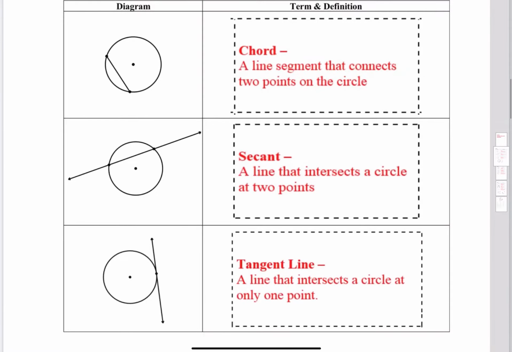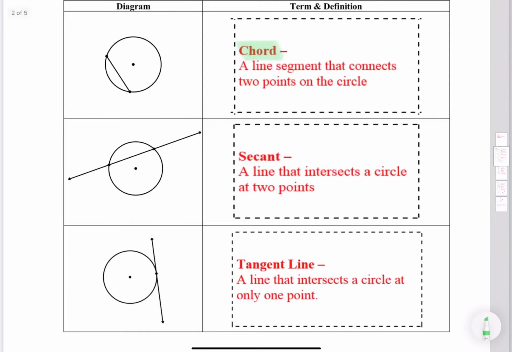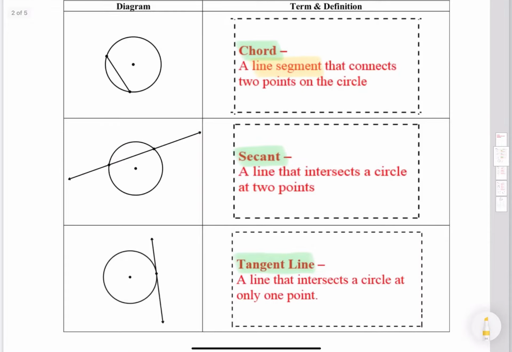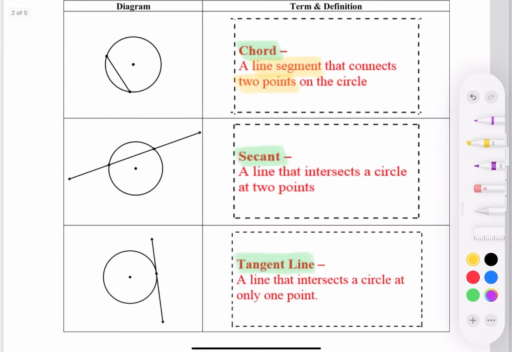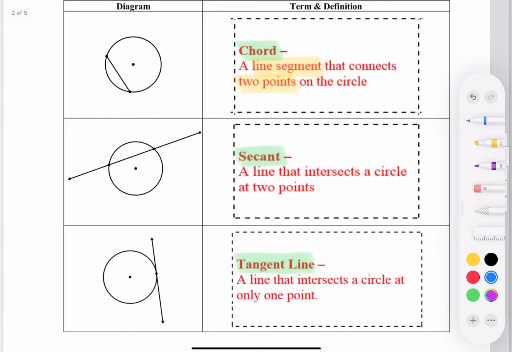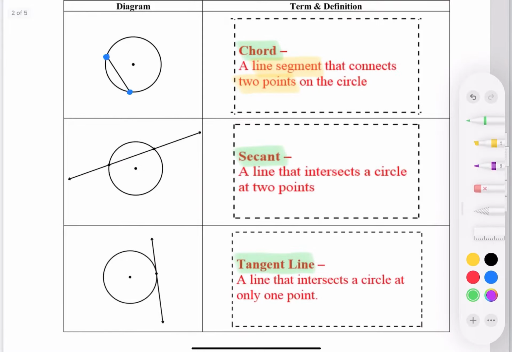The different types of lines we have here are a chord, a secant, and a tangent. So let's go ahead and take a look at them one at a time. All right, what is a chord? Well, a chord is basically just a line segment, and that line segment has to connect 2 points on the circle. So if we take a look at this drawing on the left here, we have a line segment where the two endpoints are 2 points on the circle. So here we have an example of a chord.